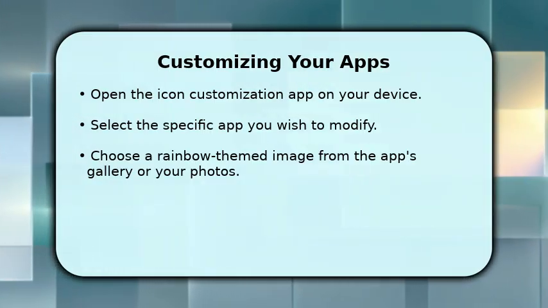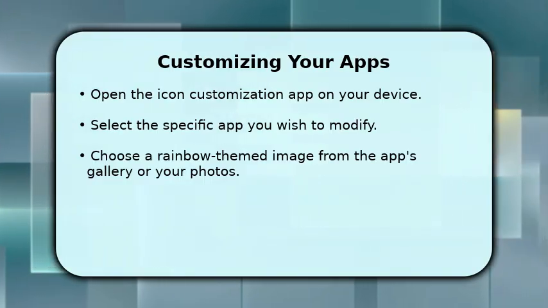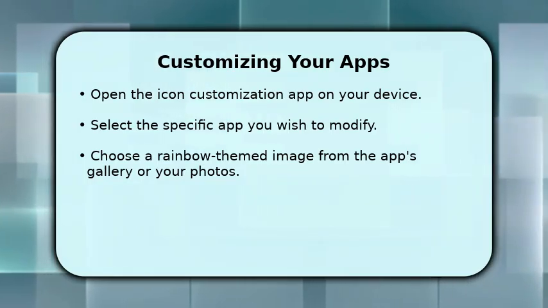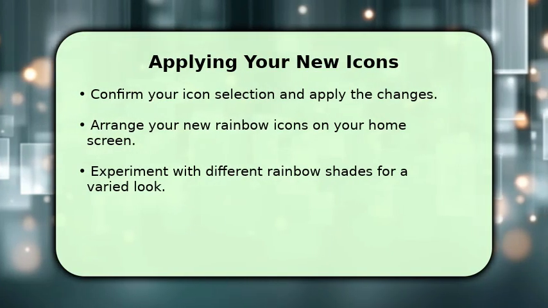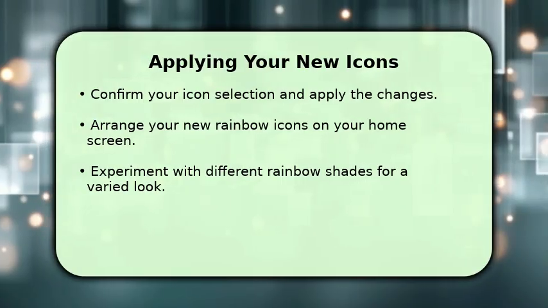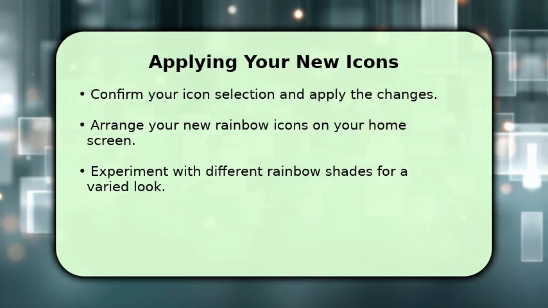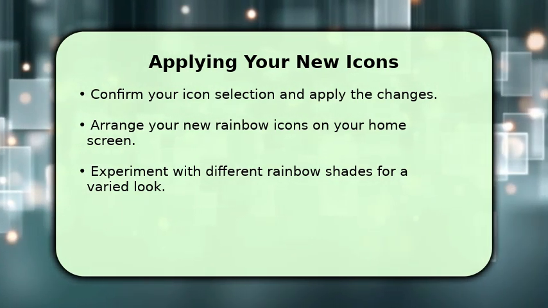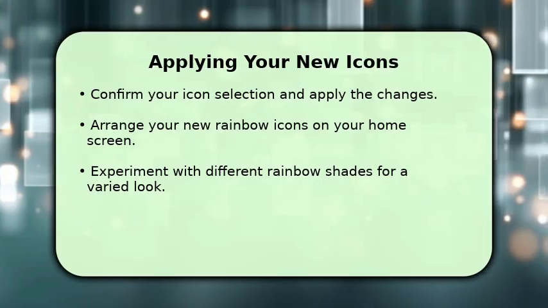You can either browse through the app's own collection of rainbow designs or upload a custom image from your photo library. Select your preferred rainbow image to proceed. After selecting your desired rainbow image, simply tap the Apply or Save button within the customization app. The app will then generate a new shortcut icon for your chosen application, featuring the vibrant rainbow design.